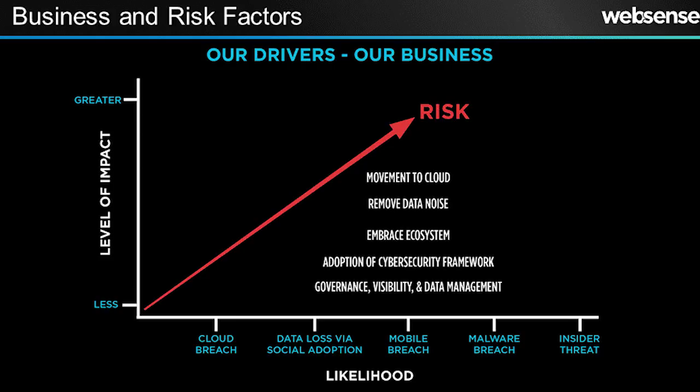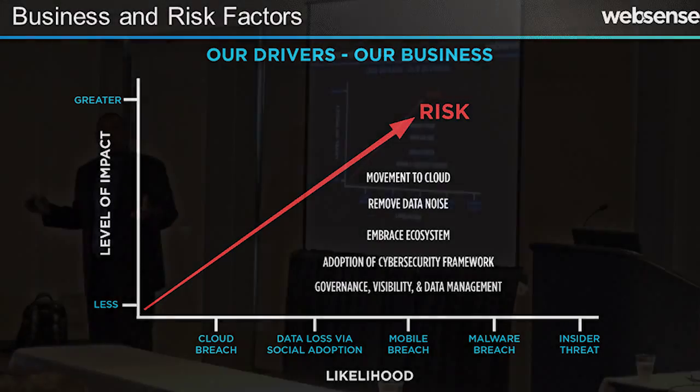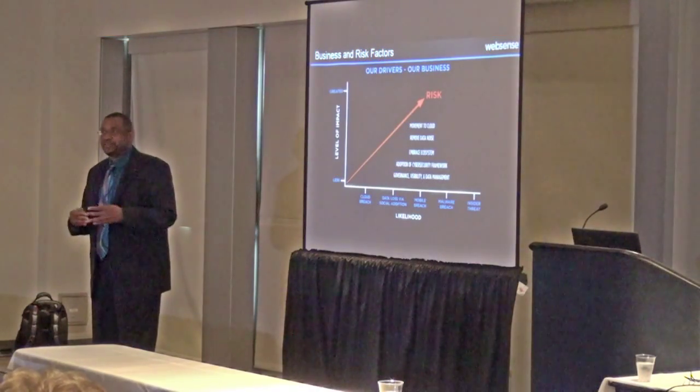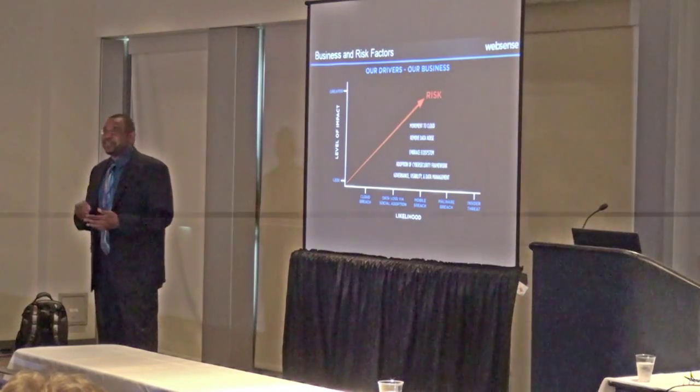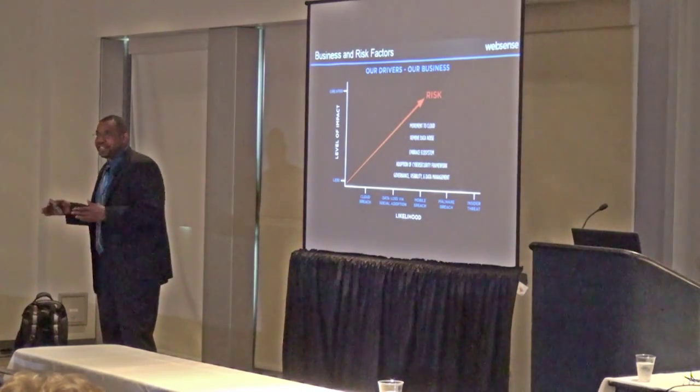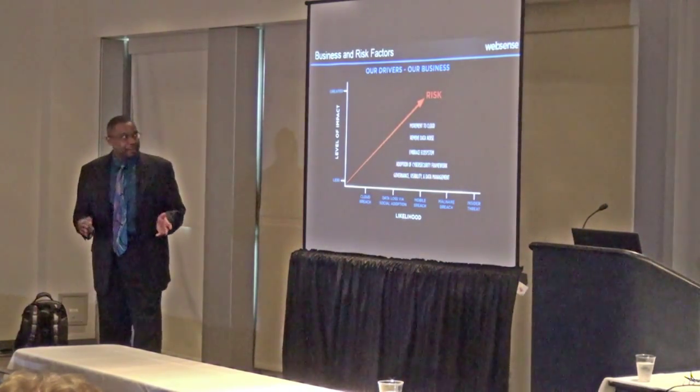Again, we're getting so much data today, getting inundated. How do you make sense of what's in the SIM? How do you make sense of what's in the syslog? How do you make sense of what's in the application log to tell us that we have a problem?